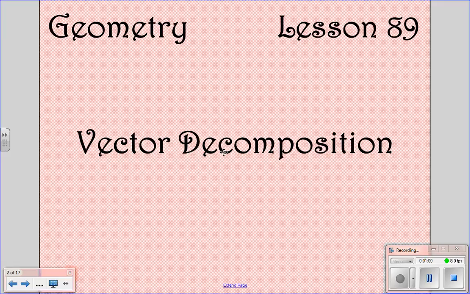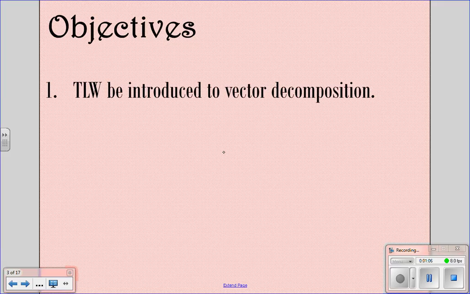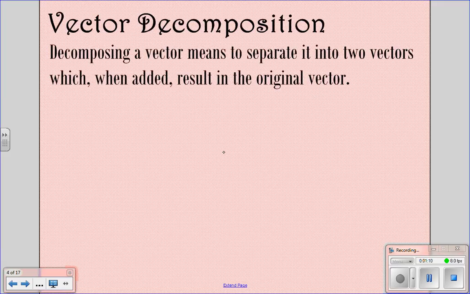Today we're looking at lesson 89. We're looking at vector decomposition. So hopefully after this lesson you will understand vector decomposition. Whenever you're decomposing a vector, that means that you're separating it into two vectors, which whenever you add them together results in the original vector.